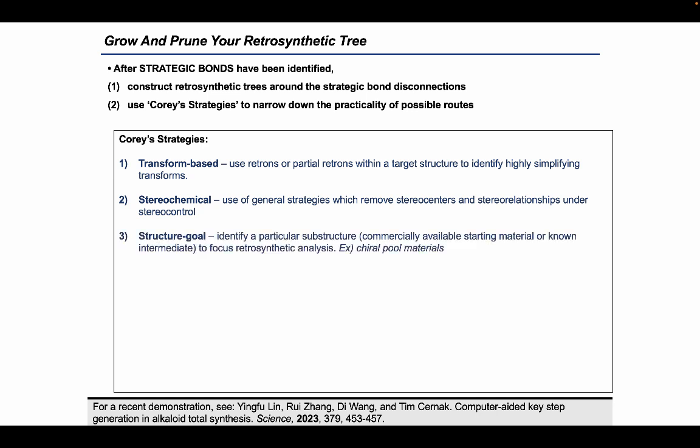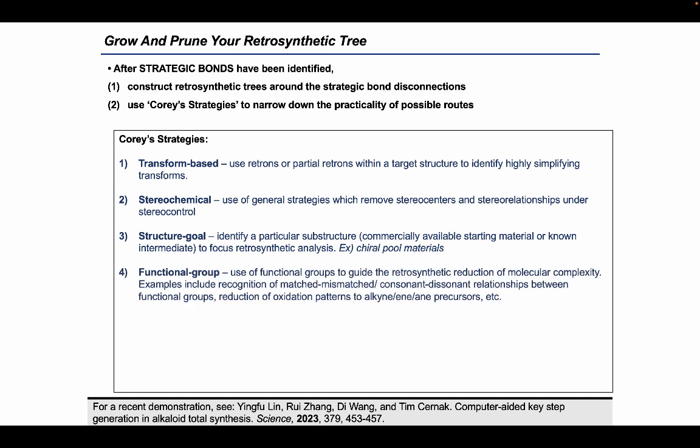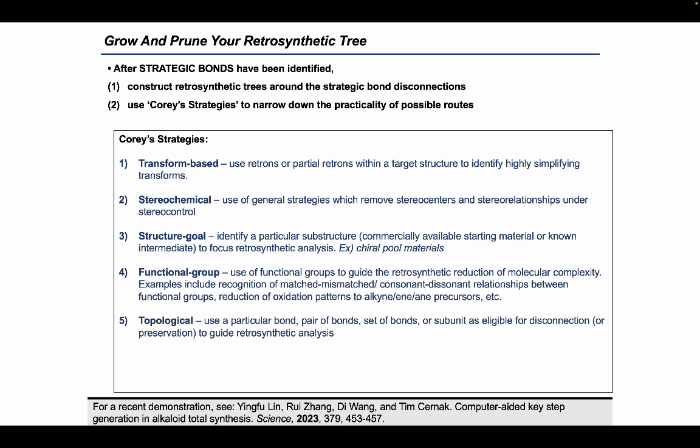Structure goal strategies, which identify a particular substructure to focus retrosynthetic analysis. Use of chiral pool materials is a common and powerful example of this. Functional group strategies use functional groups to guide the retrosynthetic reduction of molecular complexity. Examples include recognition of matched, mismatched, and consonant-dissonant relationships between functional groups, and reduction of oxidation patterns to alkyne, alkene, and alkane precursors. Finally, topological strategies use a particular bond, pair of bonds, set of bonds, or subunit as eligible for disconnection or preservation to guide retrosynthetic analysis.